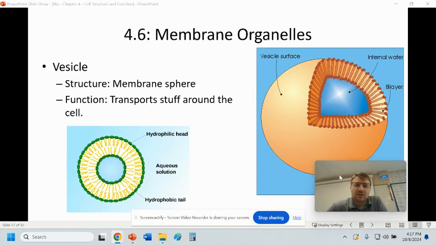First, let's talk about vesicles. These are just small little spheres. They're going to transport things around the cell. You can see again, they have their own phospholipid bilayers, and they have their own membrane. So this is just like a transporter within the cell.